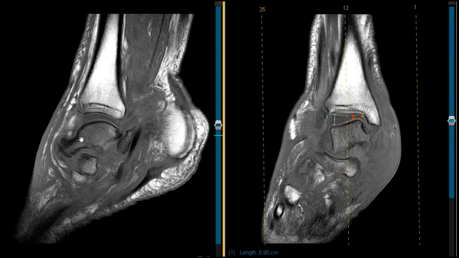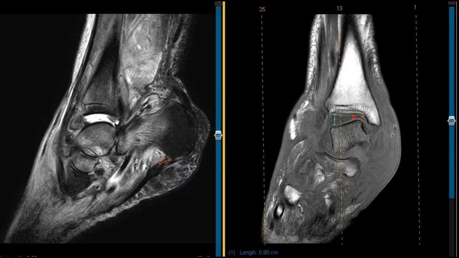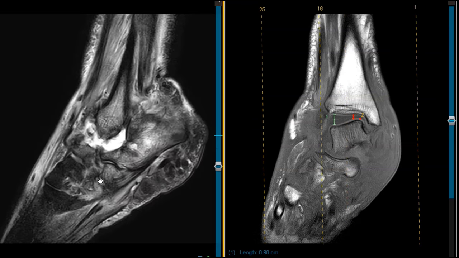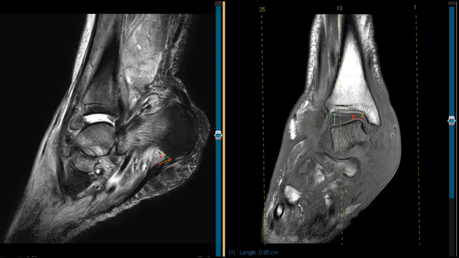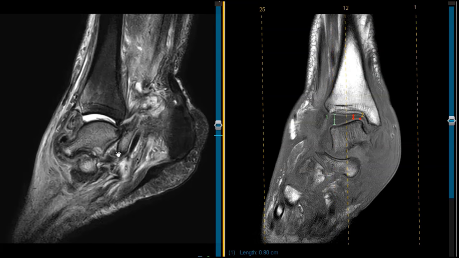We also note that there's abnormal signal. This bone should be really bright, but instead it's dark. So this patient has marrow edema all throughout the bones of the hind foot and into the midfoot here. So lots of marrow edema, and again, abnormal position of this bone, the talus, this widening here.